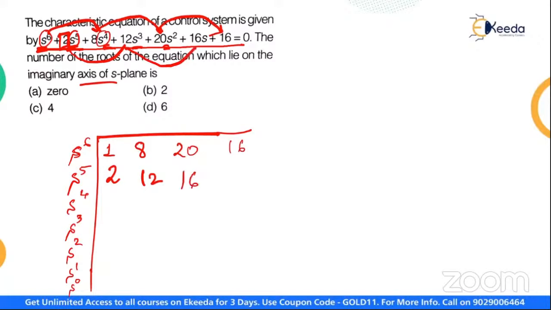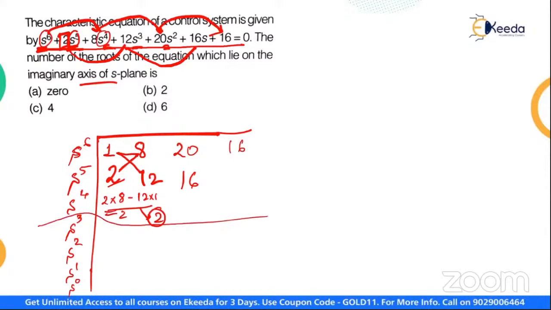That's it. Now, you want this particular value, s to the power 4 here. What will it come? This is nothing but 2 into 8 minus 1 into 12, upon 2. Mind my words. 2 into 8 is 16, so 16 minus 12 is nothing but 4. 4 divided by 2 is nothing but 2. So here you get the value to be 2. This is the s to the power 4 row. Please remember this one, guys.